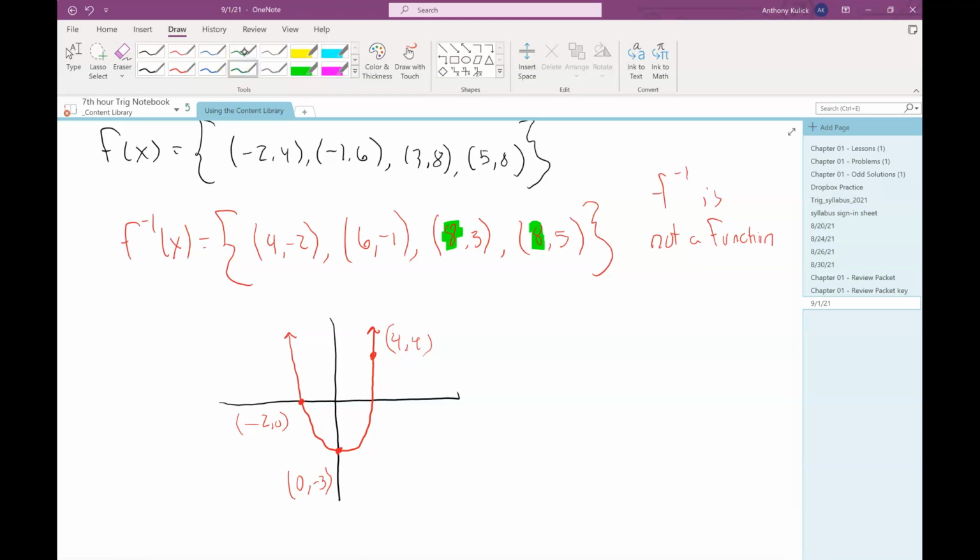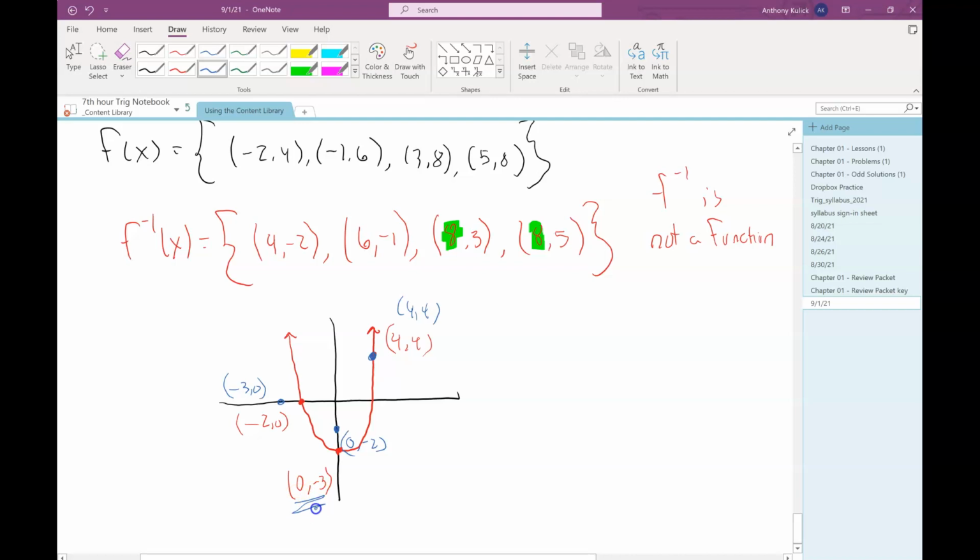What I'm going to do next is I'm basically going to do the same thing as I did before. I'm going to transpose the x and y coordinates and replot those and then kind of connect things. So negative 2, 0 goes to 0, negative 2. 0, negative 3 becomes negative 3, 0. And 4, 4, well, that still stays 4, 4. Everybody's okay there?